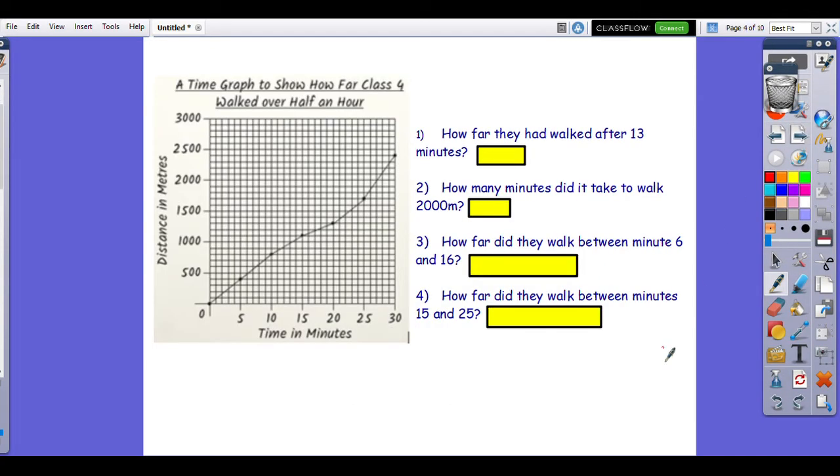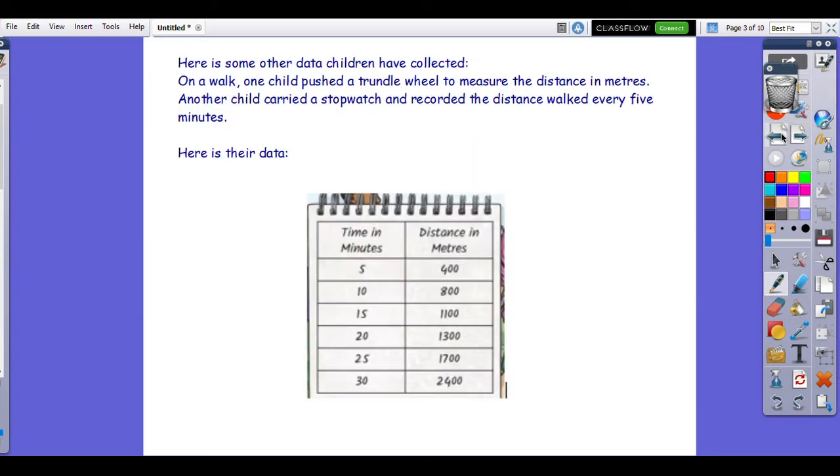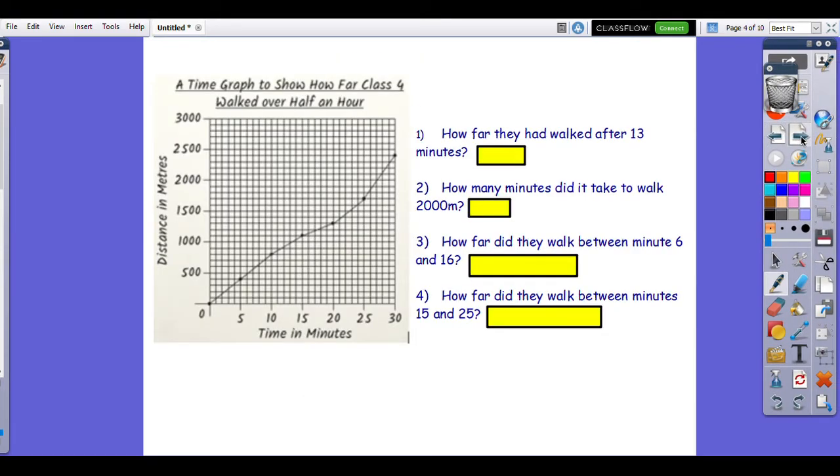Okay. Have a close look at this graph now because you're going to have to answer some questions. All of the information that was in this chart here has now been transferred onto a line graph. And a line graph shows a kind of continuation of data. It's information that keeps going over a period of time. And you can see it's been plotted here.